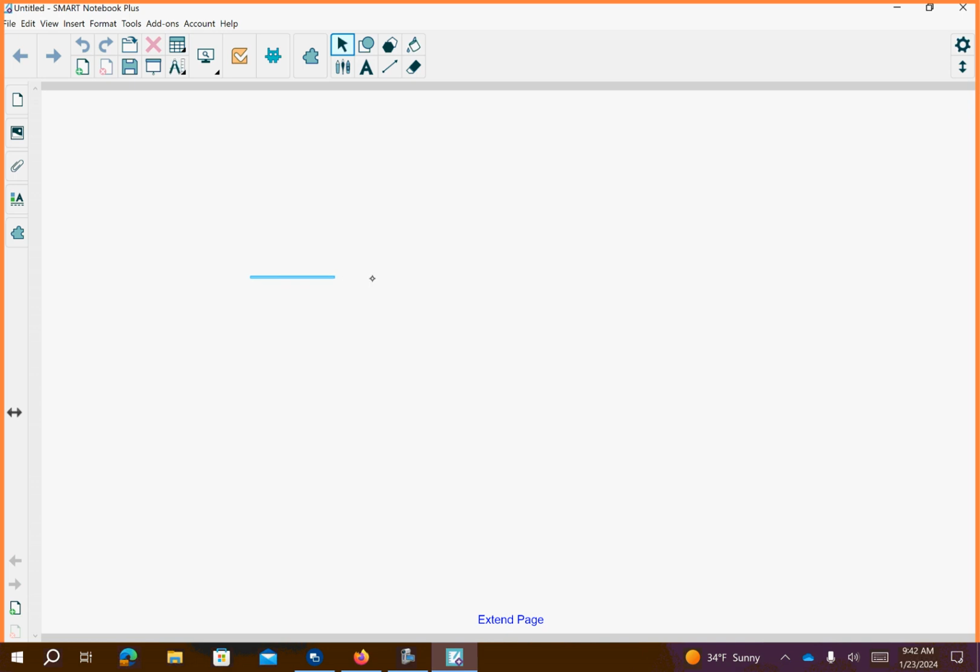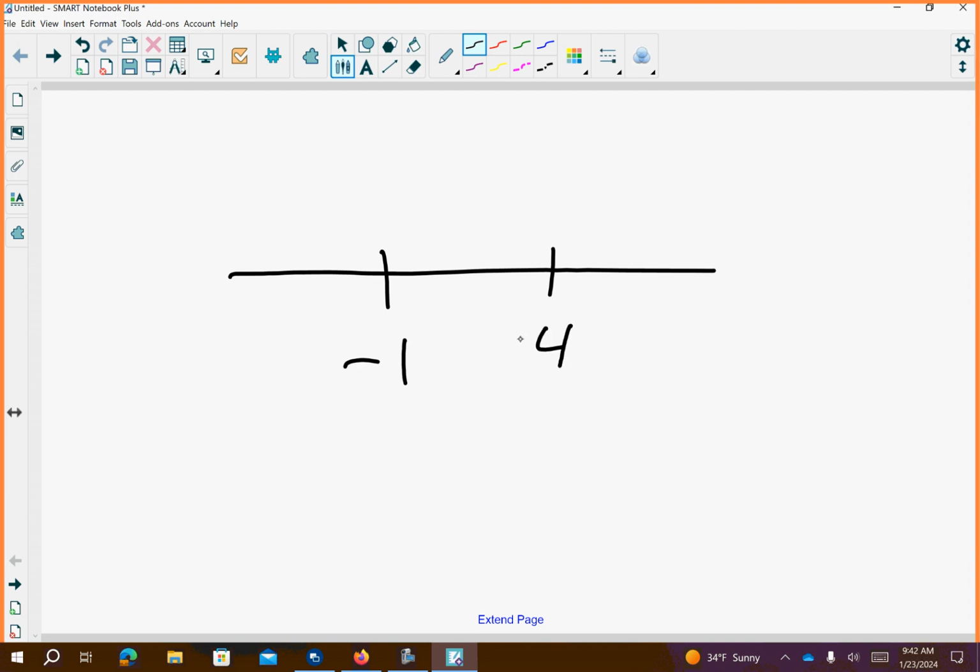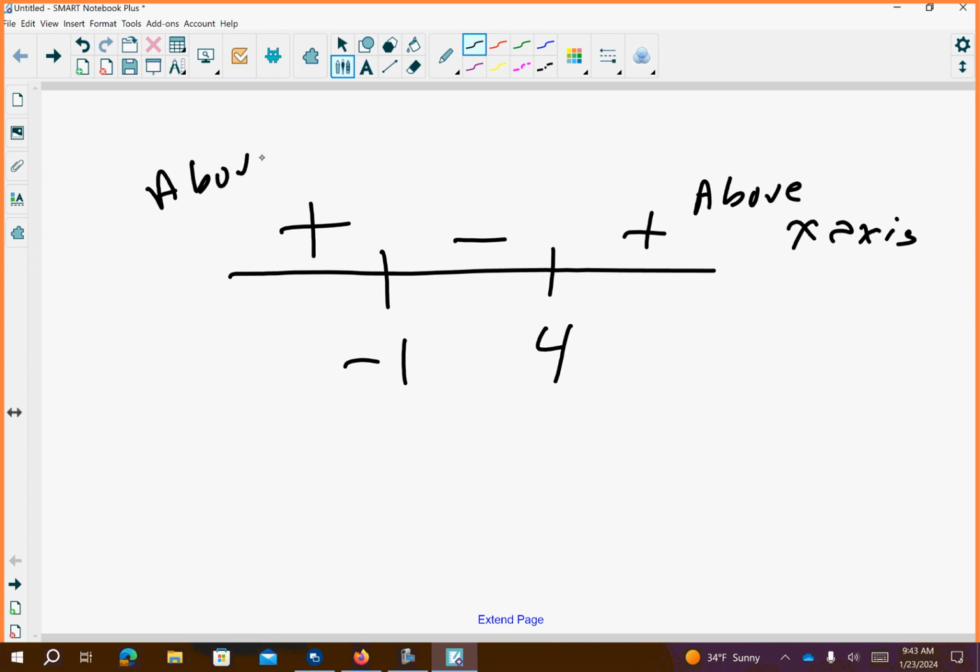So a sign line is going to look like this. This is negative 1, this is positive 4, and it would be positive, negative, positive. Okay? These positives mean above the x-axis. This negative here means below the x-axis. And that's all a sign line is. I think some of you have taken pre-calc at some point, so you might have just jumped to a sign line and all of a sudden you're like, wait a minute, you got pluses and minuses that are taking place, what gives? That's where it comes from.